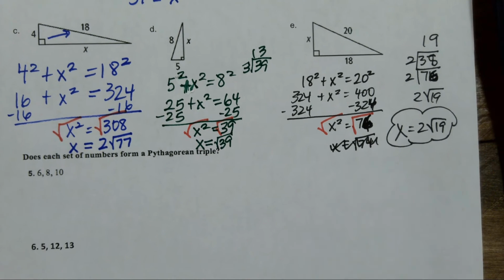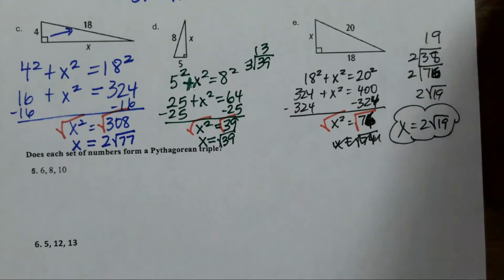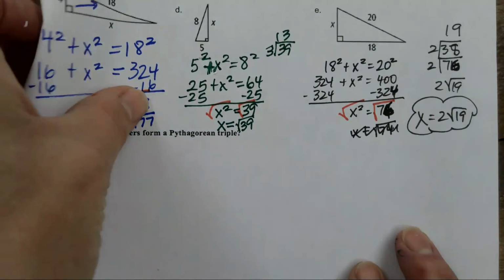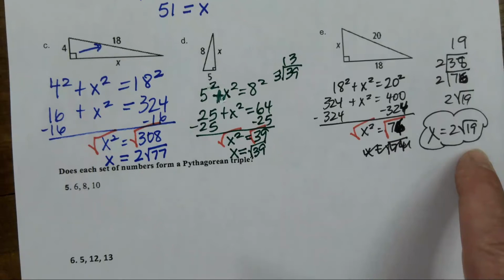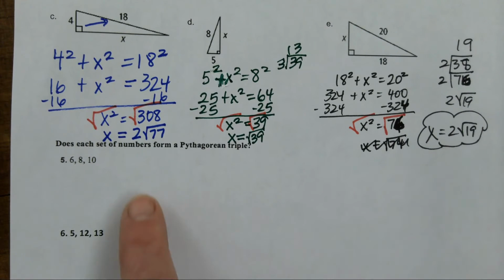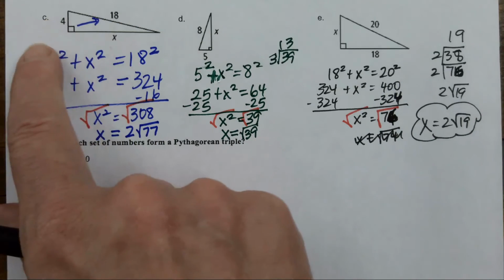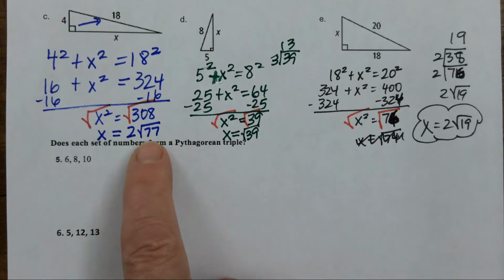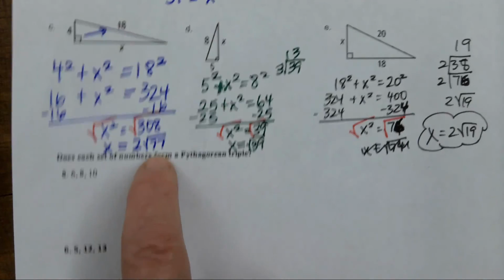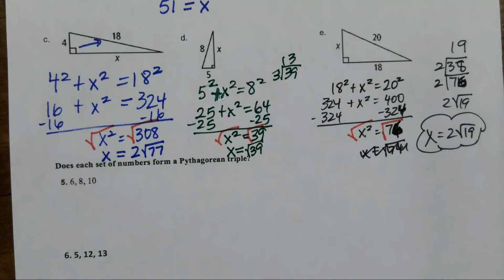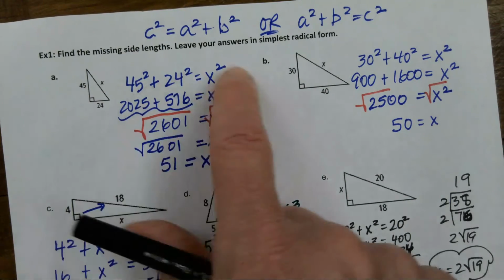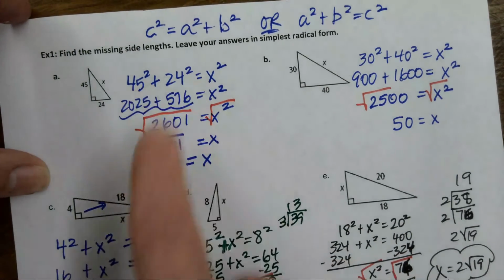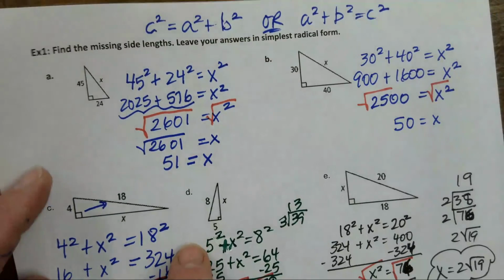Okay. Then let's talk about Pythagorean triples. What makes a Pythagorean triple? If you notice, some of our answers do not come out beautifully. If 4 is a leg and 18 is the hypotenuse, then 2 times the square root of 77 is the other leg. 2 times the square root of 77 is not beautiful. But if you look at A and B, we came up with nice answers for all of them.